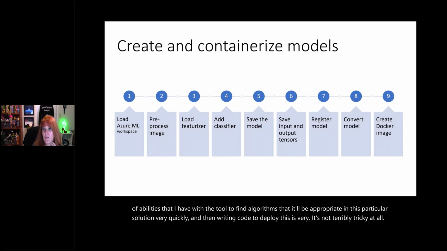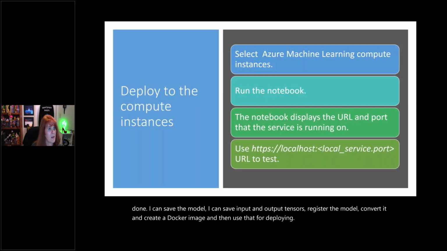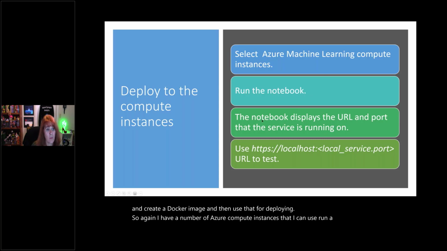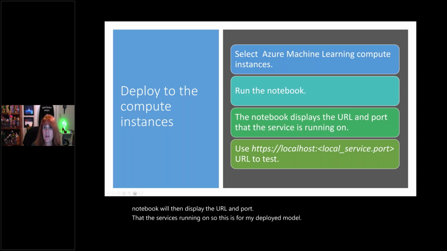So once I've got my model created, what I can do is then register. Once I've gotten done, I can save the model. I can save input and output tensors, register the model, convert it, and create a Docker image, and then use that for deploying. So again, I have a number of Azure Compute instances that I can use, run a notebook, and that notebook will then display the URL and port that the service is running on. So this is for my deployed model. And then I can put that call into any calling code where I want the machine learning model to be activated.